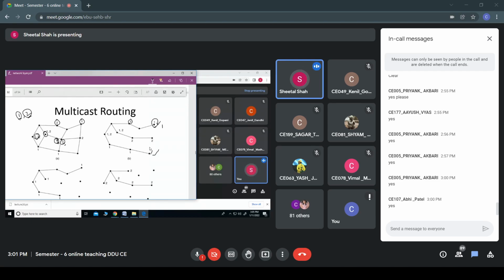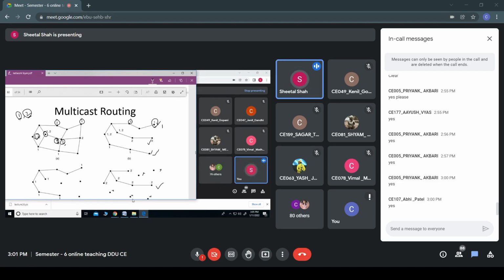Similarly for group 2, here you can see that this is a spanning tree, and you have to prune it. Prune means you have to remove those routers which are not a part of the group. Okay. But how do we know whether a router is a part of the group or not? For that, we have to prune this spanning tree which is already given here.